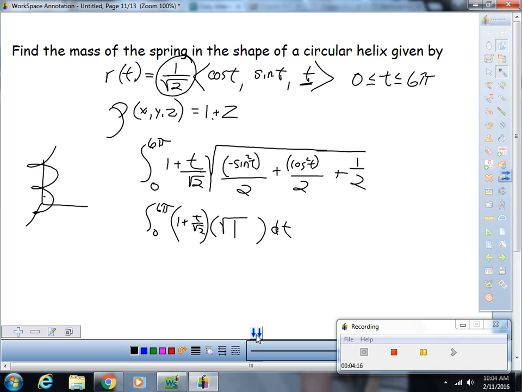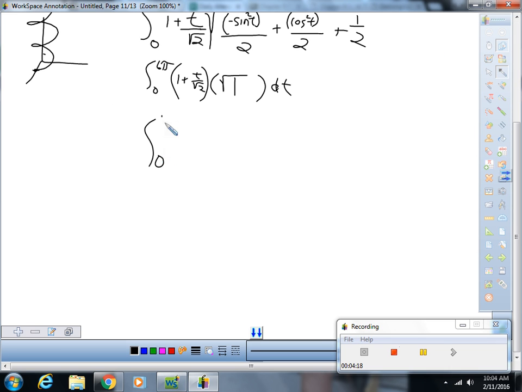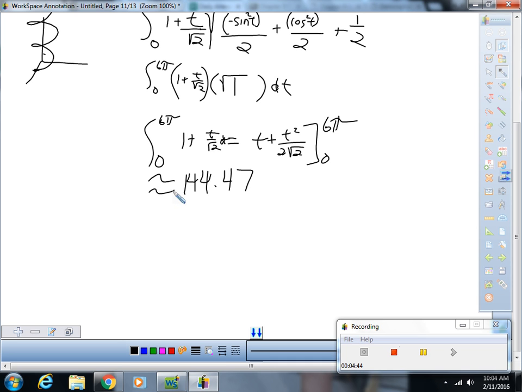Alright, so this isn't bad. It's the integral from 0 to 6 pi of 1 plus t over radical 2 dt. So you get t plus t squared over 2 radical 2 from 0 to 6 pi. And we'll just write the answer down as a decimal. You get 144.47 units of mass. Okay?